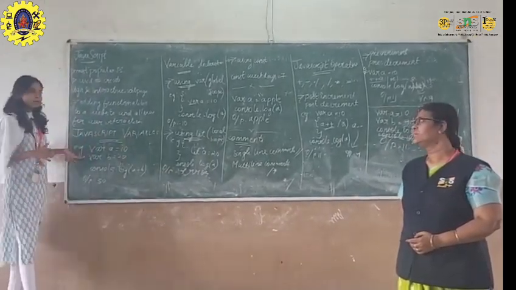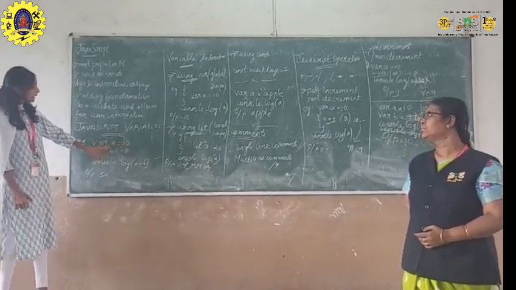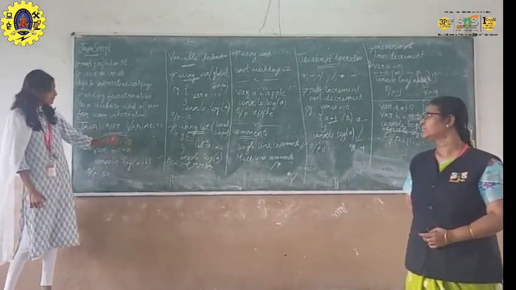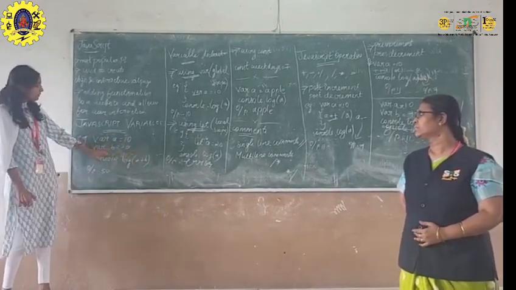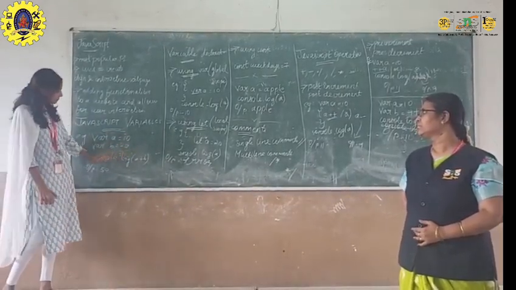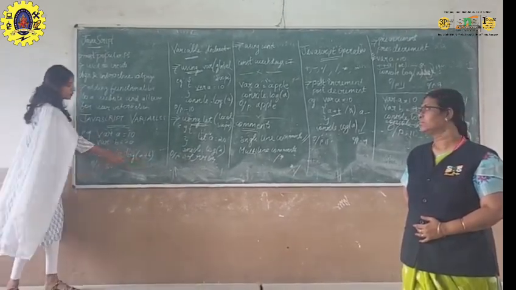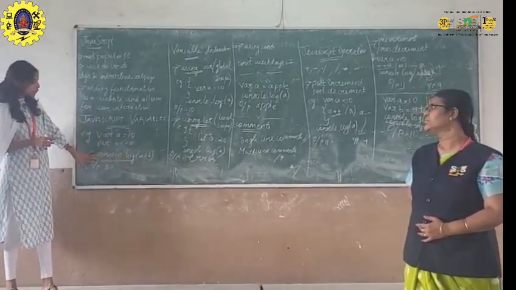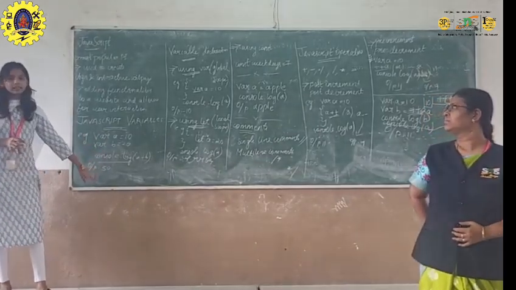For example, I have created a variable a equal to 10, which means the variable a stores the value 10. And the variable b equal to 20, where the variable b stores the value 20. And console.log a plus b. This console.log statement is used for printing. So the output will be 30.